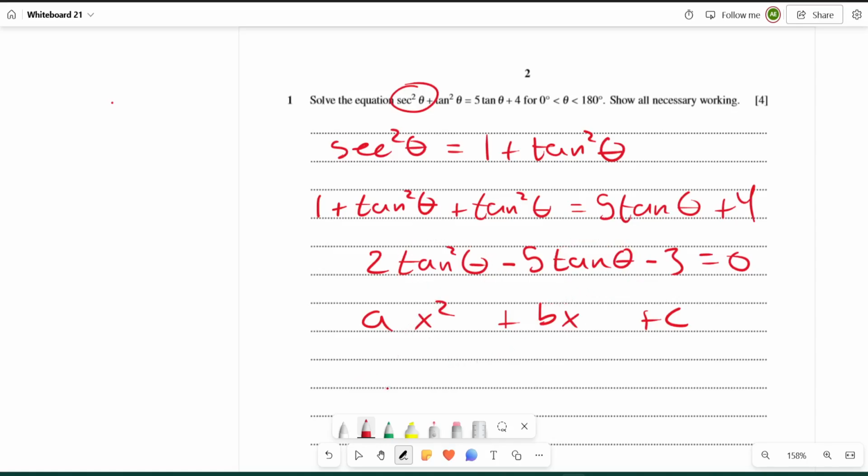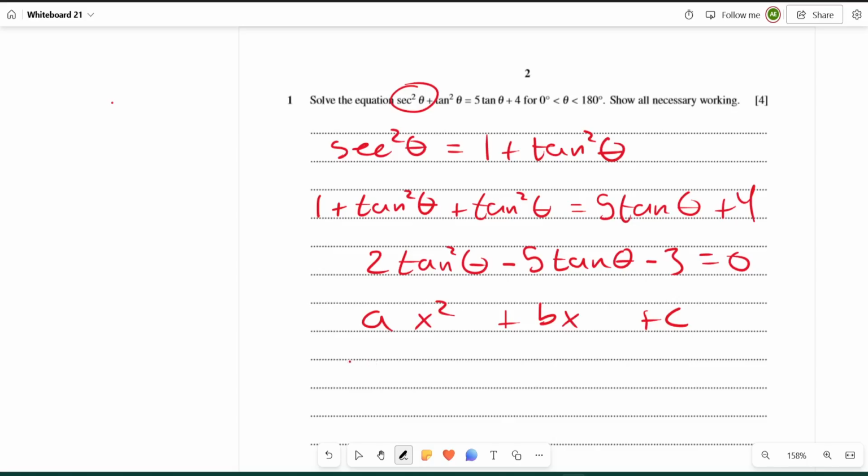So what you can do is solve it just like how when you use your quadratic formula to solve for x. However, instead of x here, we have tan theta, right? So when you use your quadratic formula, you're not going to get values for theta. No, you're going to get answers for tan of theta.